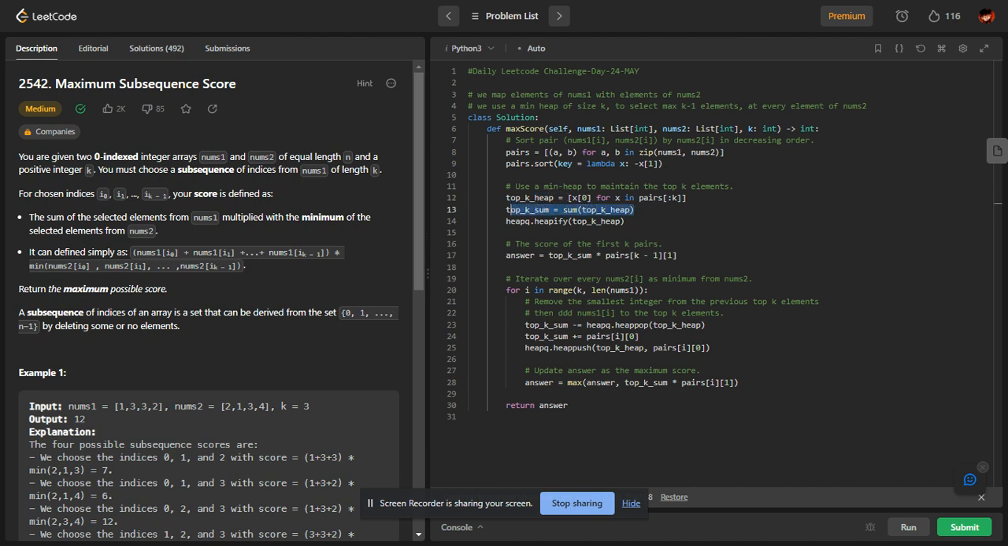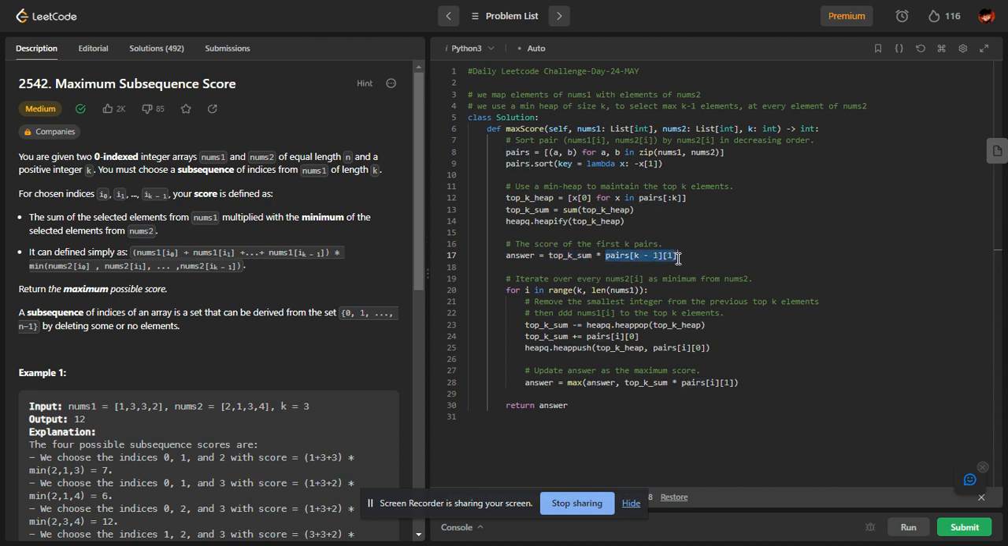Now I will use the heapify function to make it a heap. Now this particular thing is a heap. This is a list, but the elements are arranged in such a way that it has the property of a heap. Now comes the answer part. I am inserting the answer now. What was the answer? The sum of the first k elements, into the minimum value of the corresponding elements in nums2. That is what this is.